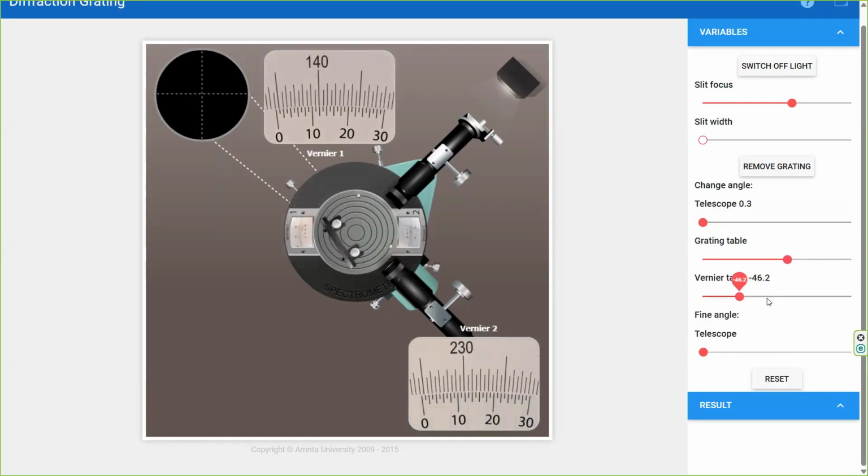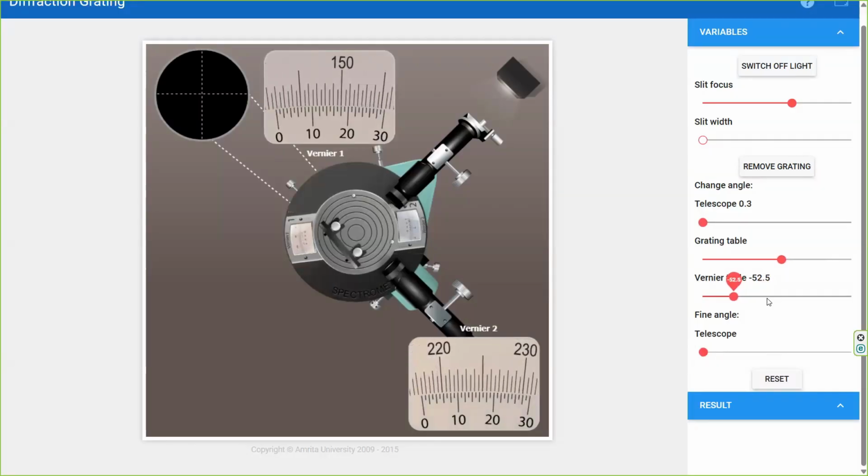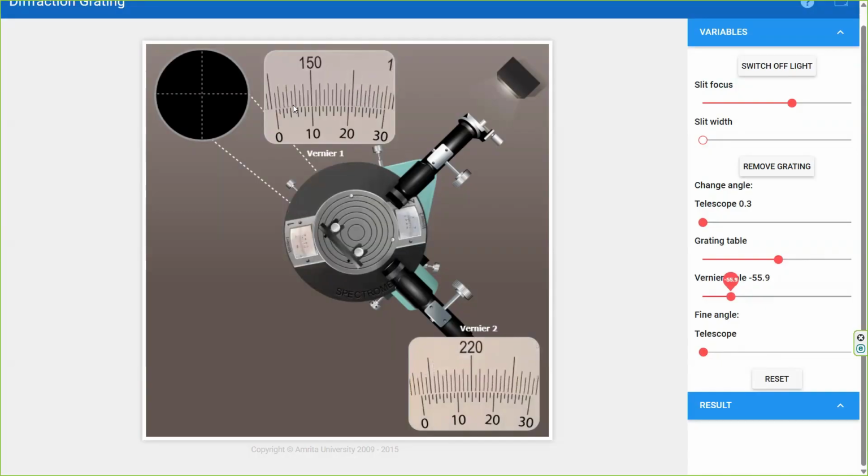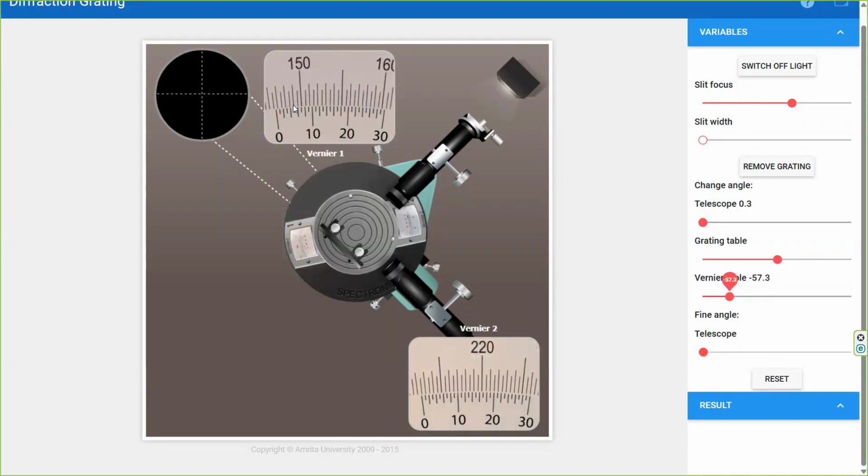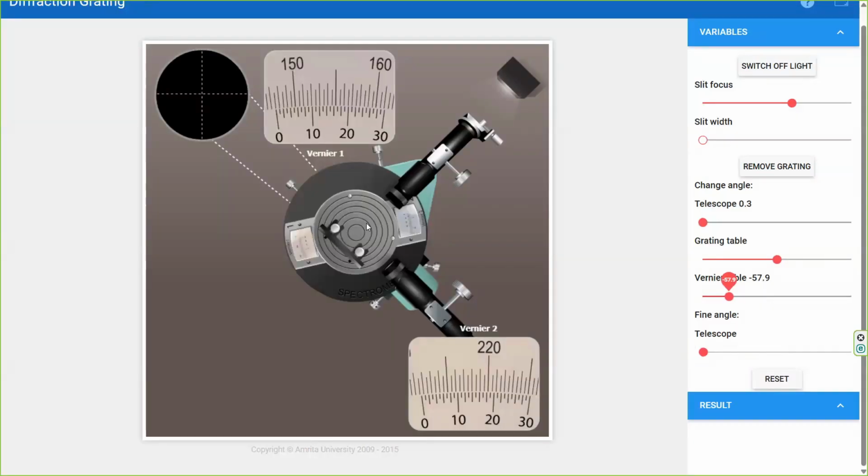And rotate this grating table and set this exactly to 147 degree, 30 minutes. Now this is 145 and move it further and it is 146, 147 and 30 minutes. Exactly set this. Now basically this grating becomes perpendicular to the incident light. This is called the normal incidence setup. This is the last step to set this grating for normal incidence.